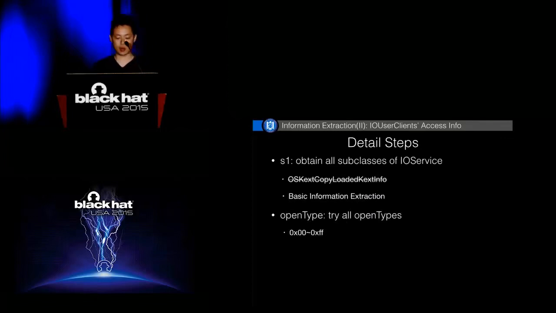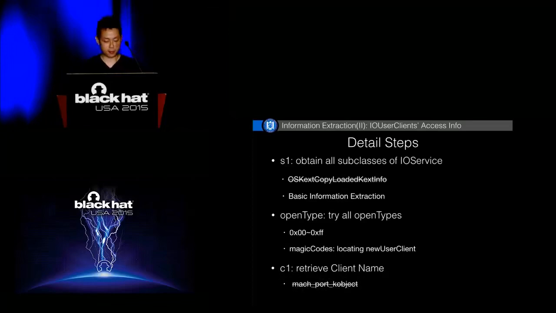And then we try all the open types from 0 to 0xFF, as most clients use these open types. For the few open types out of this scope, we need to locate the overwritten newUserClient address and then analyze it to get the open types. At last, we retrieve the client name C1 in the kernel, but the macport kobject is also banned the same as in 8.1.3. Here we define another interface, macport space info, to retrieve it.